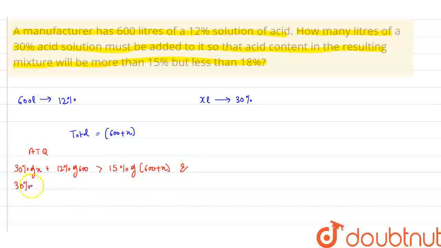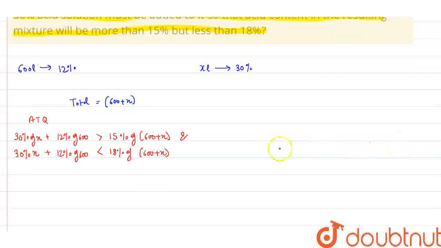So 30% of x plus 12% of 600 must be less than 18% of 600 plus x. So let us solve this equation.